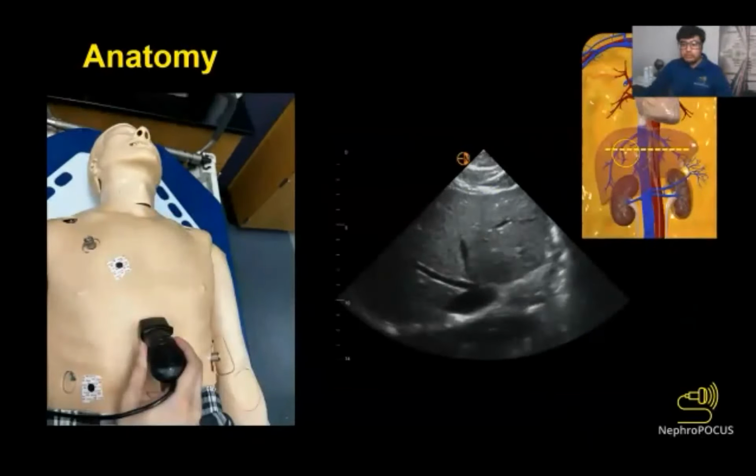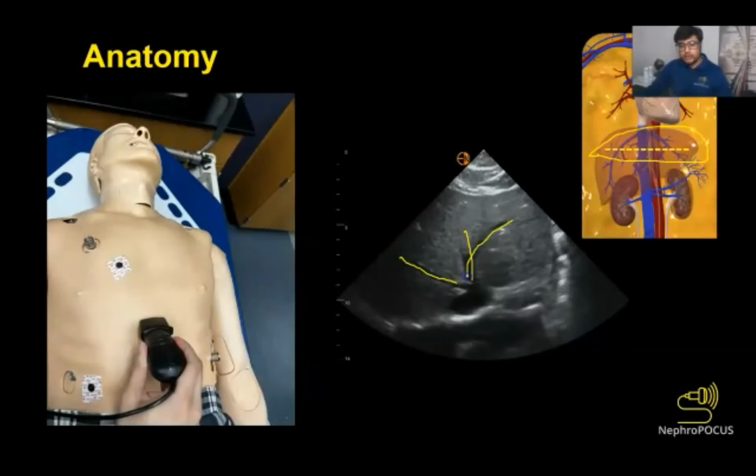And you can also use the subxiphoid transverse view to see all three hepatic veins. For example, if you're slicing here, you can see the three hepatic veins. This is the right hepatic vein, this is the middle hepatic vein, and here is the left hepatic vein. This is the inferior vena cava.